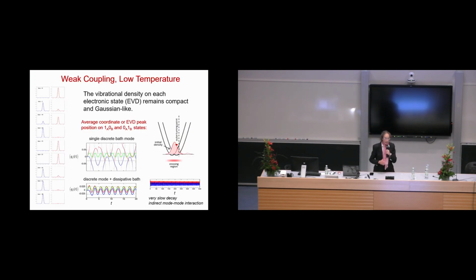So I'm going to start by taking two vibrational modes that are weakly coupled, and there are lots of modes like this in molecules, weakly coupled to the system, to the electronic states, and I'm going to watch the electronic vibrational density. I will call this EVD. It's the correlated electronic and vibrational density, or the density on the two excited states. And it turns out that the vibrational density under these conditions, weak coupling and low temperature, remains compact during the dynamics and Gaussian-like, and you can see it here on the left.